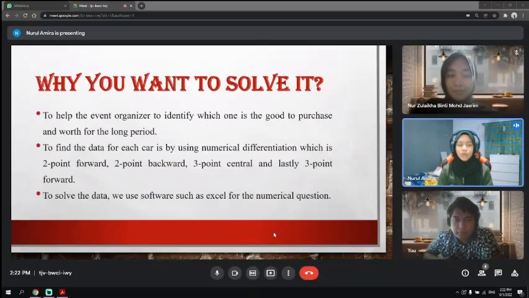Why do we want to solve it? To help the event organizer to identify which one is good to purchase and worth it for the long period. Next, to find the data for each car is by using numerical differentiation, which is 2 point forward, 2 point backward, 3 point center, and lastly 3 point forward. And to solve the data, we use software such as Excel for the numerical question.